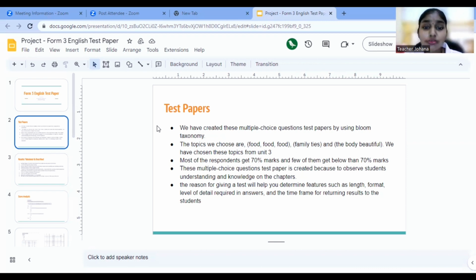The last point is that the reason for giving a test will help you determine features such as length, format, level of detail required in answers, and the time frame for returning results to the students. Also, the importance of giving the test paper is to determine features such as length and format, and also so we can observe students' understanding, whether they fully understand the chapters or not, and whether they are interested in reading or not. That's all from me for the test papers part.